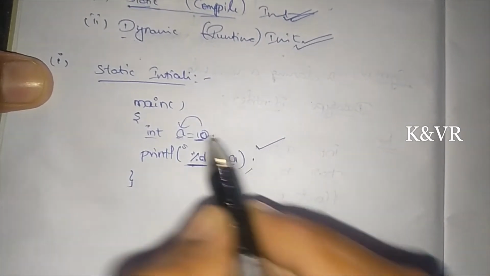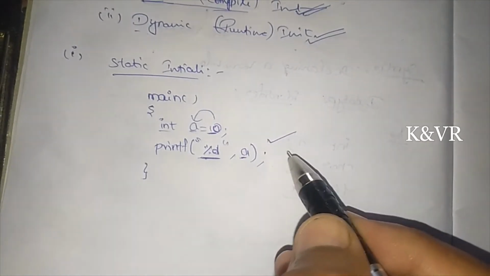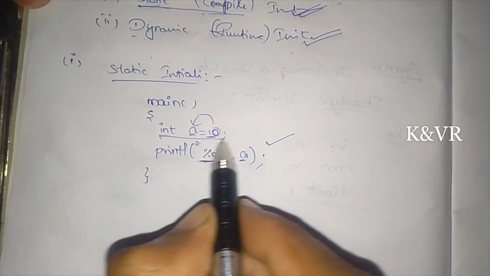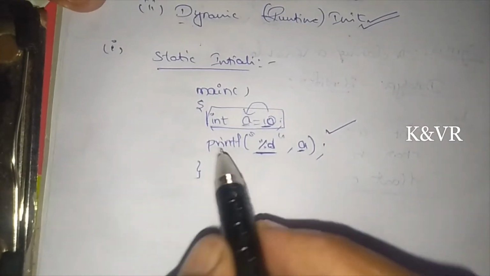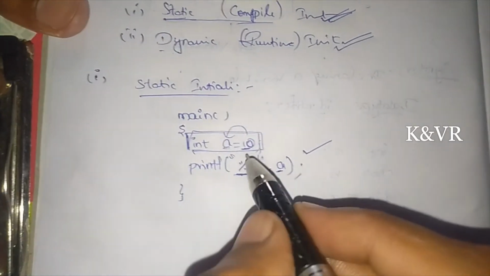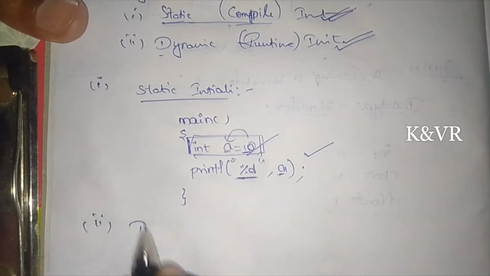We are not initializing or assigning values while the code is running. At the time of declaration only we are initializing. We cannot change this value as we want. Okay, second one, dynamic initialization.